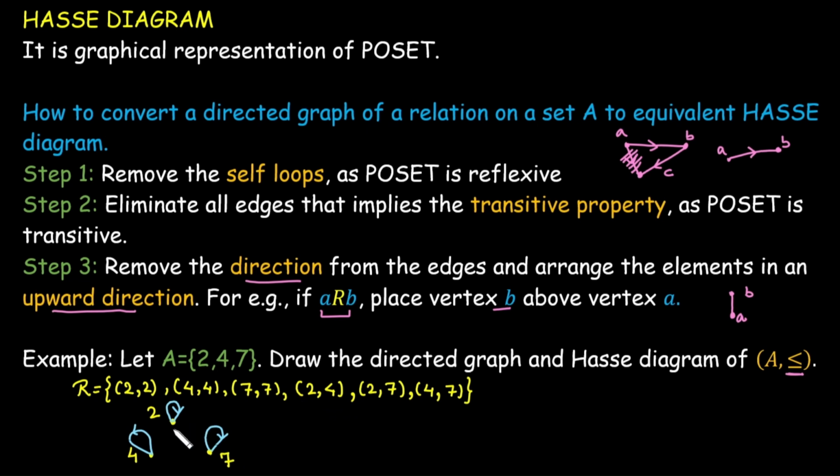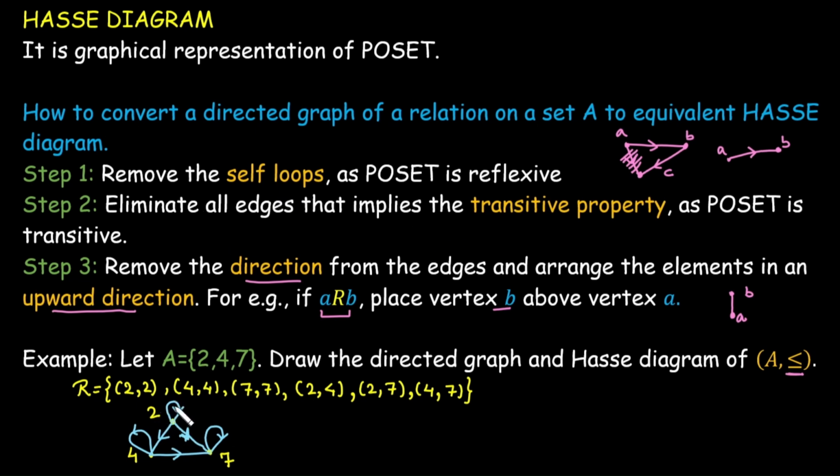Now 2 is related with 4. Then 2 is related with 7. And last is 4 is related with 7. From here, we need to draw the Hasse diagram. Step number 1 is we need to remove the self loops and we need to remove the transitive edge.